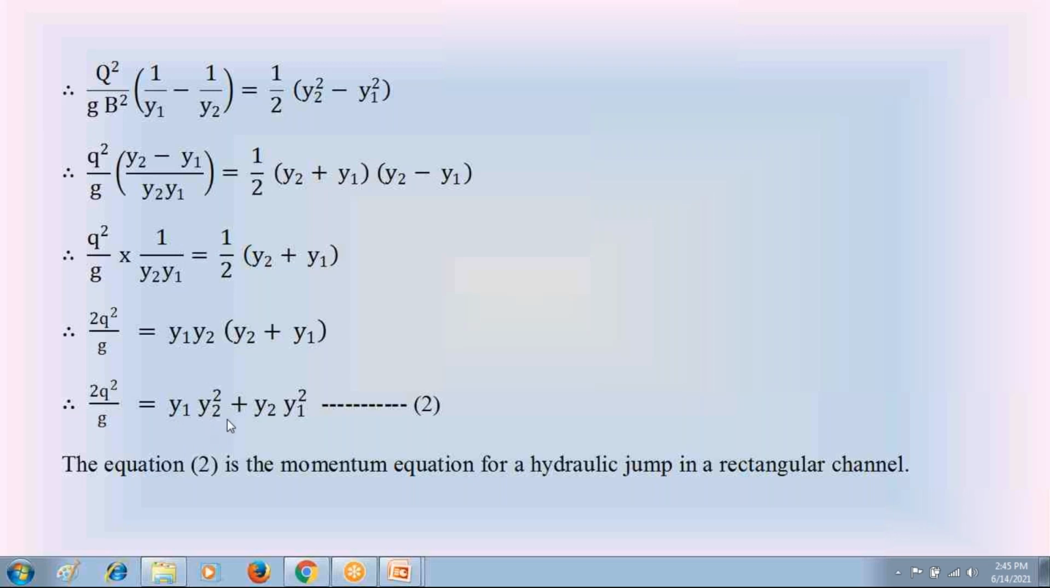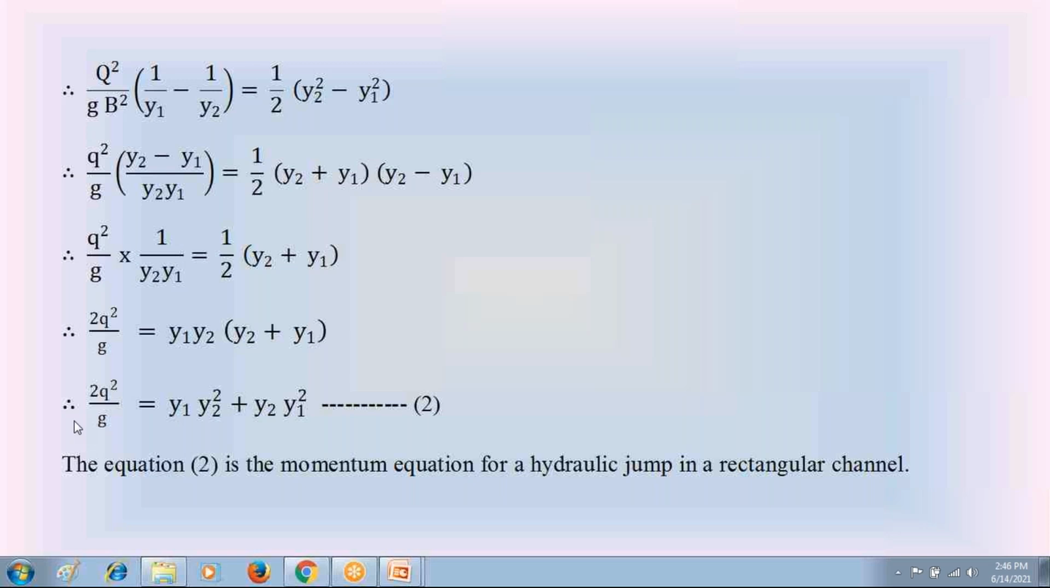So please catch that from equation 2. The equation 2 is a quadratic equation like ax square plus bx plus c is equal to 0. That is called the quadratic equation in x. Ax square plus bx plus c is equal to 0 is a quadratic equation in terms of x. Check that equation 2. In that equation 2, we have y1 square.